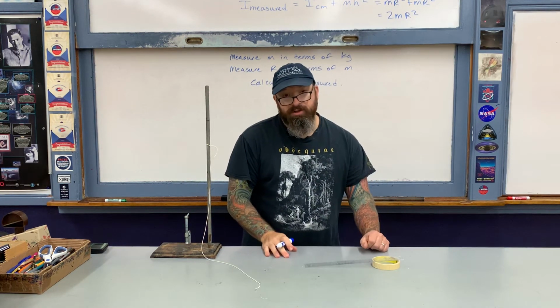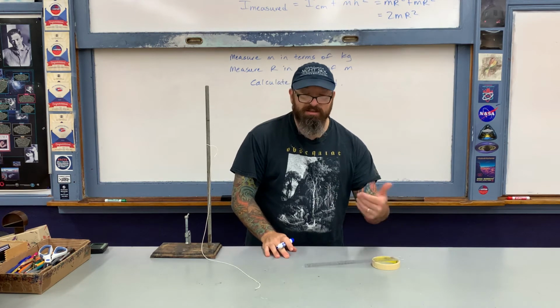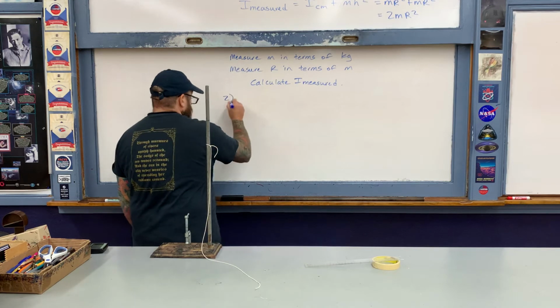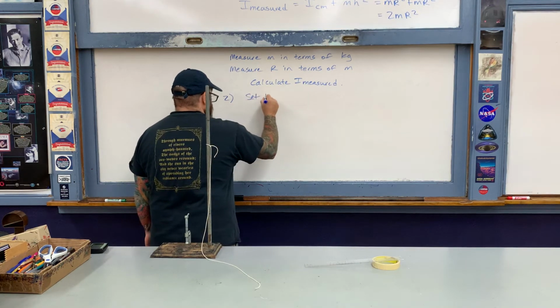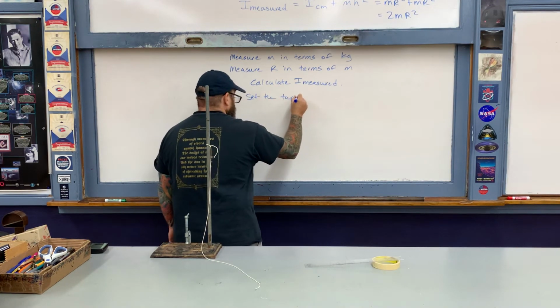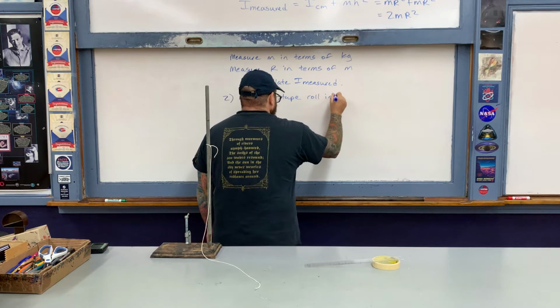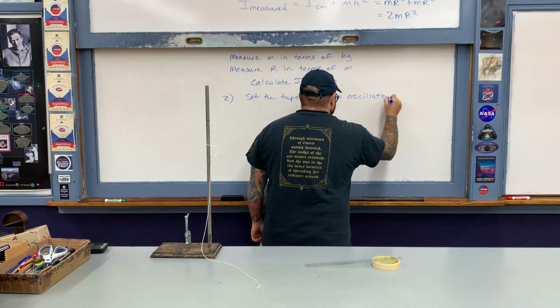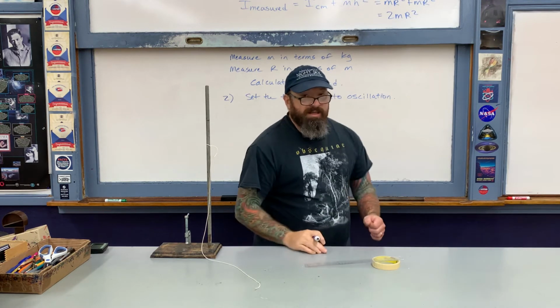The second part of the procedure now is to actually set the tape roll into oscillation. So let's call this step 2. So we're going to set the tape roll into oscillation. So do so exactly as I described.